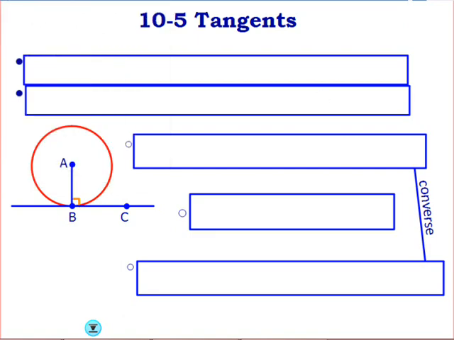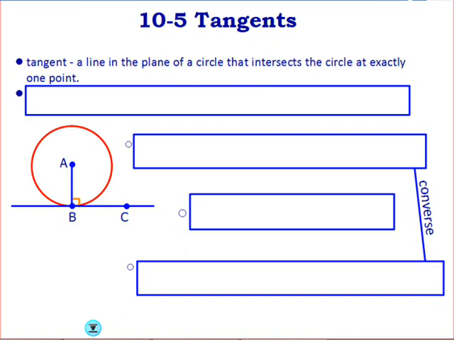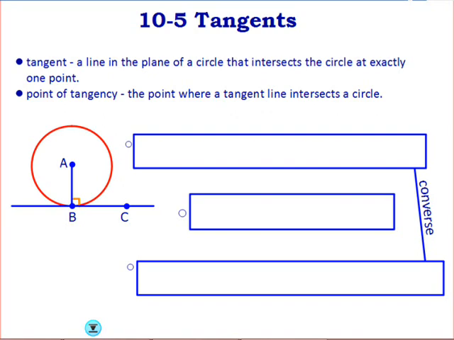Let's take a look at tangents. This is a little bit different than the tangent that we talked about in the trig unit. This is a part of a circle, or specifically, it is a line in the plane of a circle that intersects the circle at exactly one point. Okay, at exactly one point. The point of tangency is the point where a tangent line intersects a circle, and there's some things that we know about that relationship, so let's take a look at those.